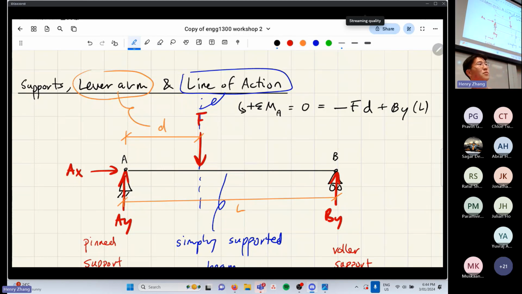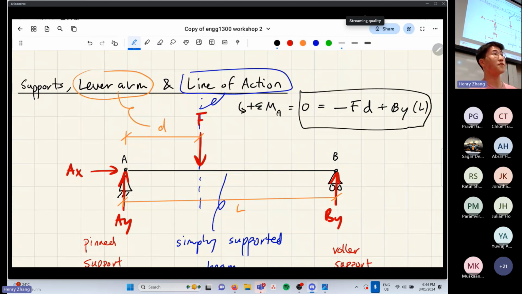So it's going to be By multiplied by L, and it's going to be positive, because this arrow causes a counterclockwise spin on point A, right? And now we've actually got this equation which we can solve for. Typically, when our force is given as an actual number, not like the letter F, we can actually solve for what the support reaction By is.